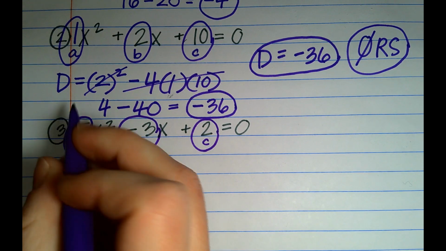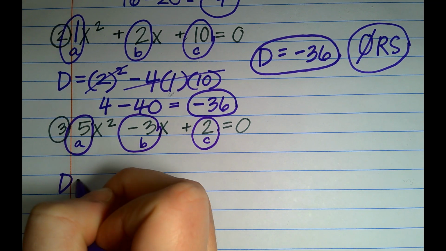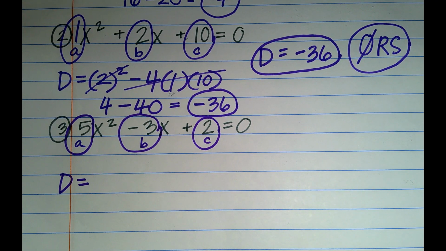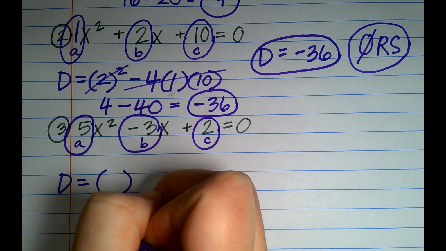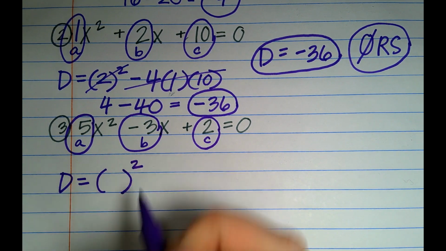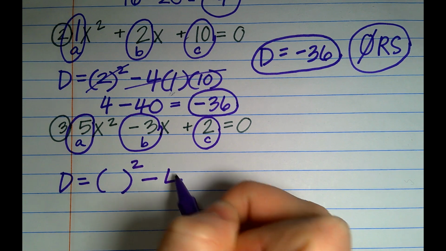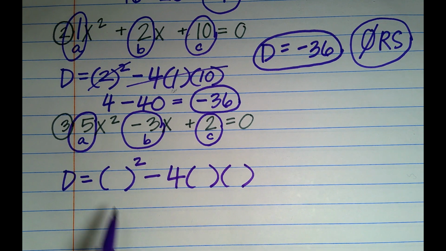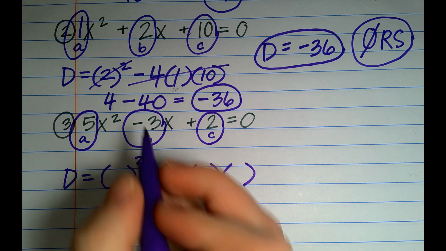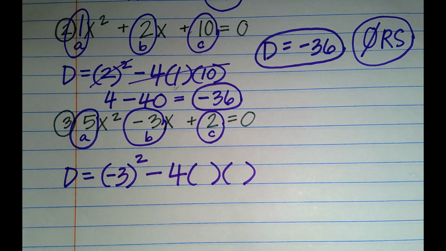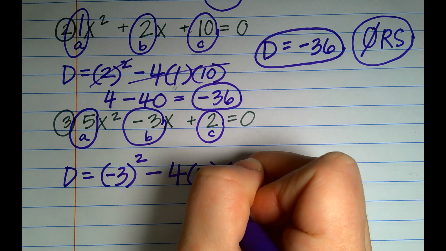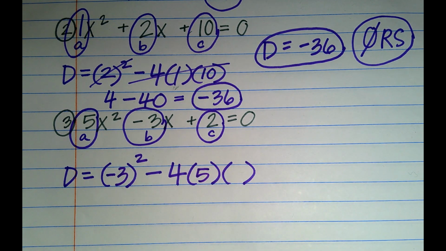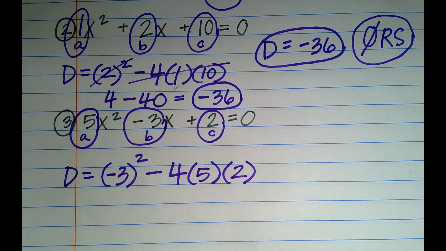Okay. So same thing we did on the previous 2. We'll write the formula, leave some blanks. B squared minus 4 times A times C. What goes in my first blank? -3 for B. What goes in the next blank? 5 for A. And the last one, 2 for C. Good.